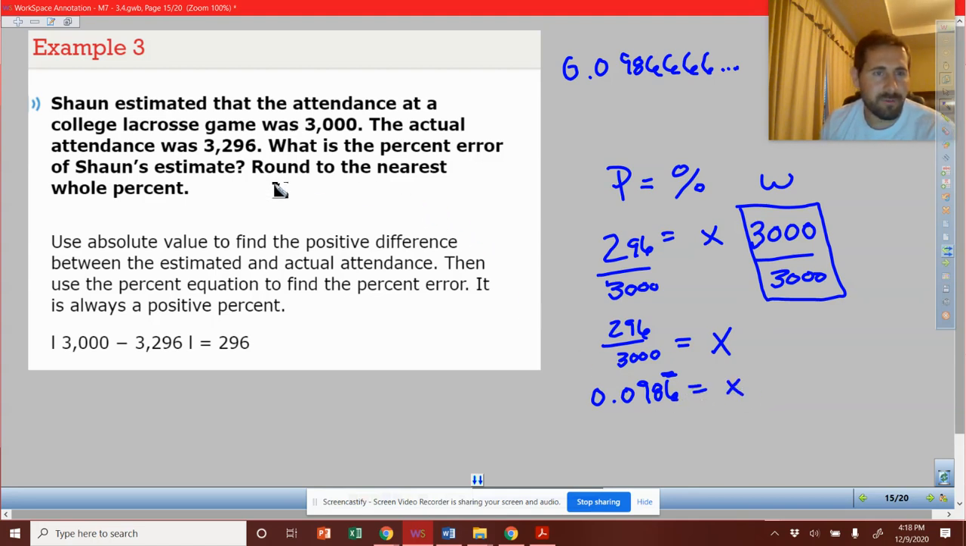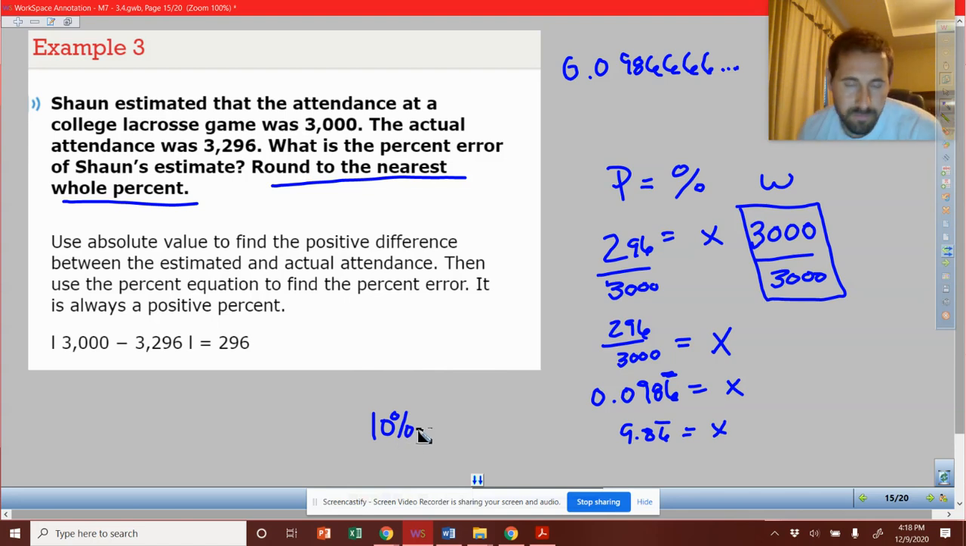And they asked us earlier, round this to the nearest whole percent. So when we move our decimal, we're going to get 9.86 repeated as our true percent. So we're going to round that up to a 10% error. So again, nobody's disappointed. We got more people in attendance. There may be some reasons that's good, that's bad, but it definitely takes some planning to make sure that it becomes the best outcome for those involved in that game and that event.